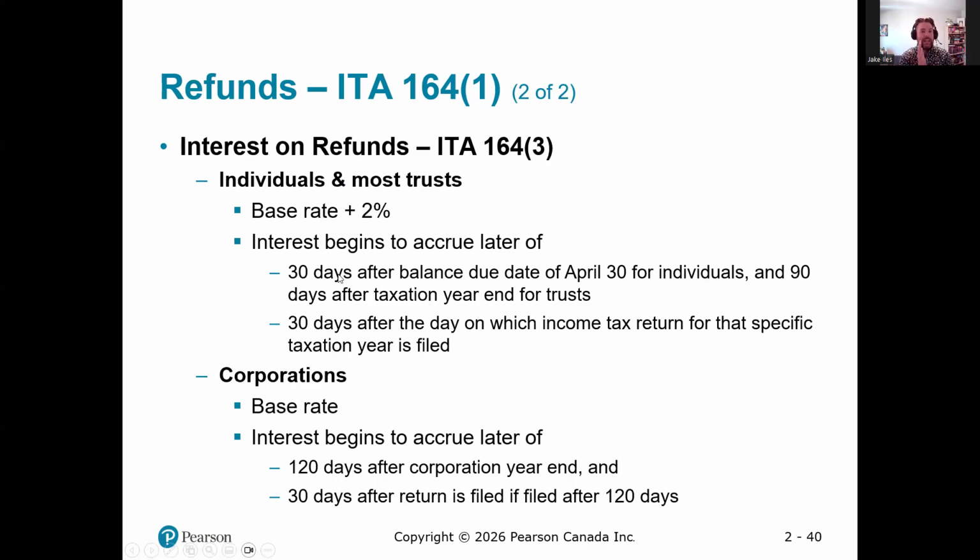So if you filed your tax return on April 30th, the refund needs to get paid to you before 30 days after, so before May 30th. So the government has 1 month to get you your refund in time. If they don't pay the refund out within a month, then the interest is going to begin after that.